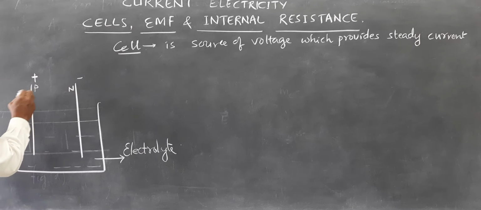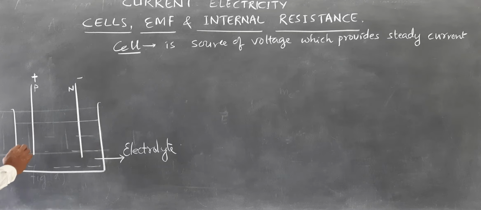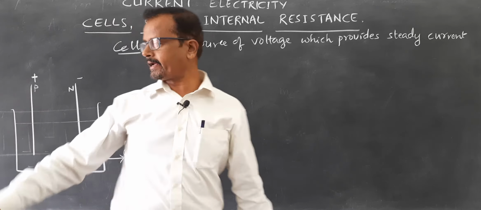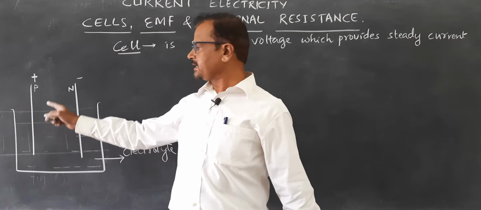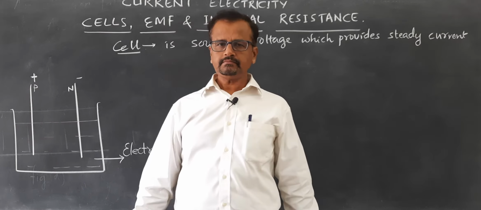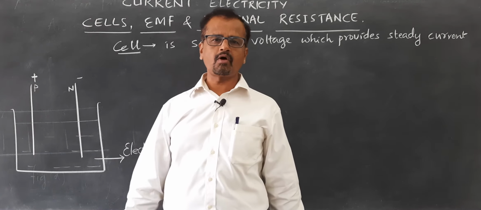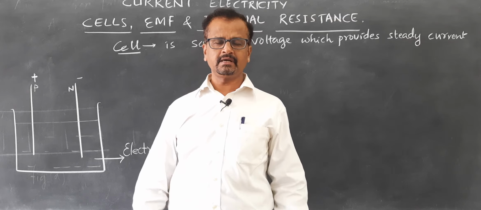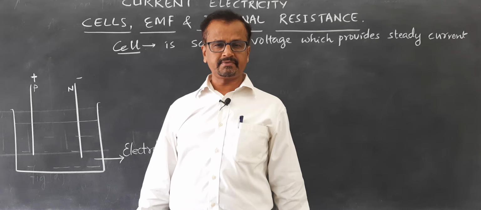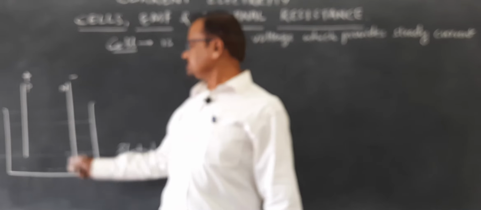Now, when you dip these metal electrodes, let us say a copper electrode inserted in a dilute copper sulfate solution, and a zinc electrode which is dipped here, and this is the electrolytic bath, just a simple design of a cell.